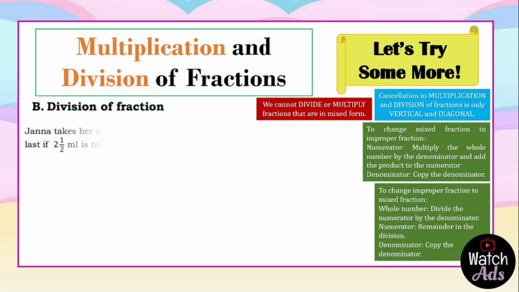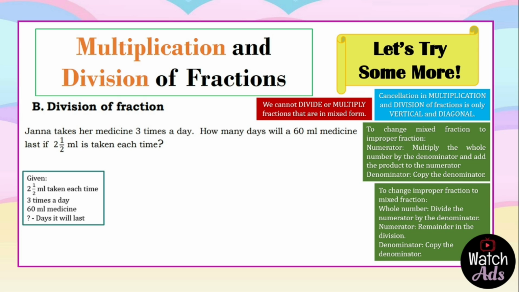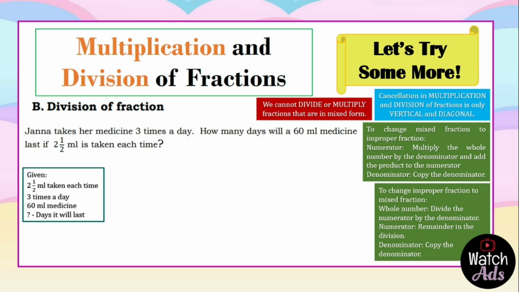Let's try some more. This is another problem. Jana takes her medicine 3 times a day. How many days will a 60 ml medicine last if 2.5 ml is taken each time? Let's take note of the given facts. 2.5 ml taken each time, 3 times a day, and a 60 ml bottle of medicine. Now, the question is, how many days will the 60 ml medicine last?